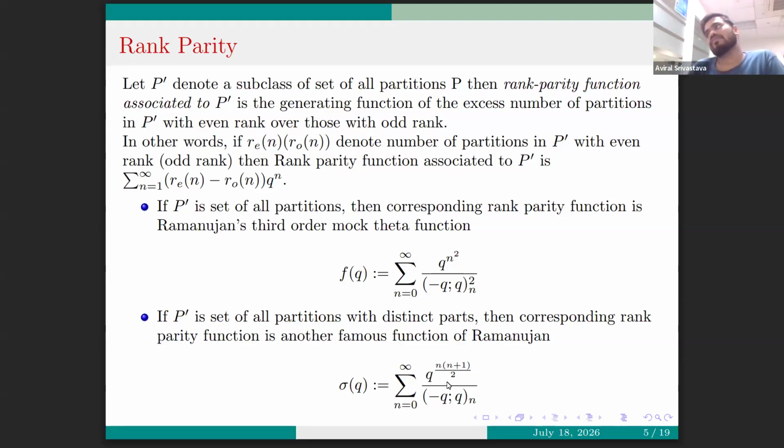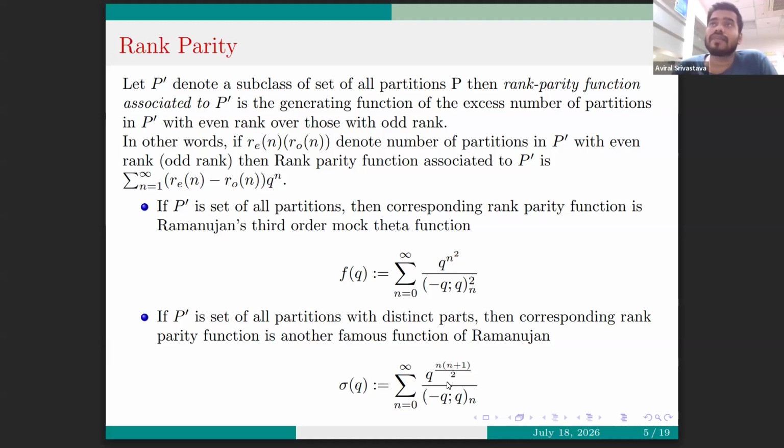If I take P' to be the set of all partitions, then the corresponding rank parity function is Ramanujan's third order mock theta function. So if we are taking all the partitions itself, then the corresponding rank parity function turns out to be a third order mock theta function.